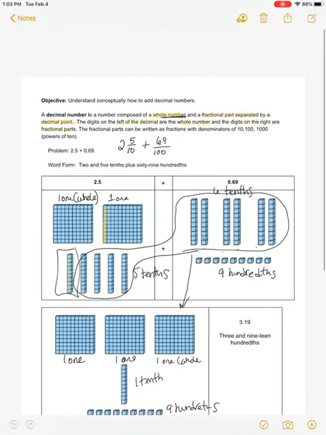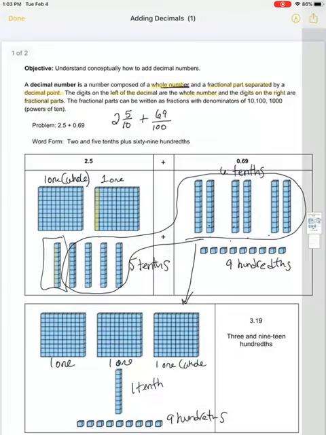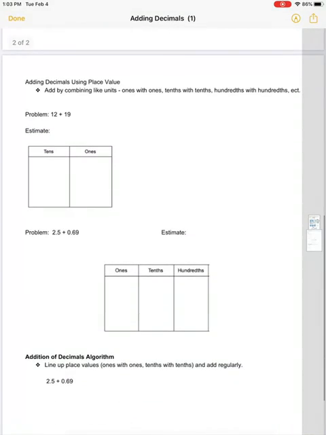Now we have another model we could use, which is the place value chart. Let's think for a moment. When we are adding decimals, we need to add like units. So we need to combine ones with ones, tens with tenths, hundreds with hundredths. And the reason we have to do that is because just like with fractions, you can't combine fractions that have different size parts. If you're counting them and they're different size parts, then you're not actually giving an accurate number of how many you have.